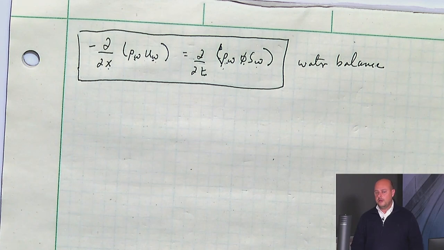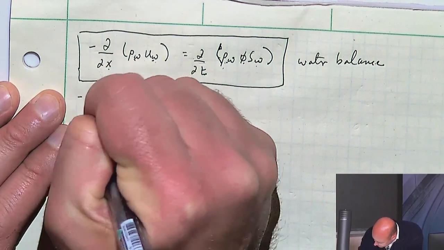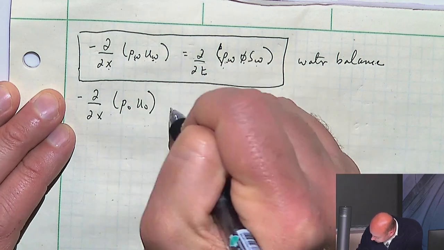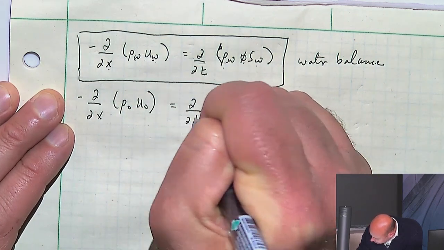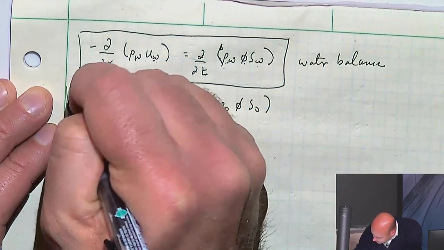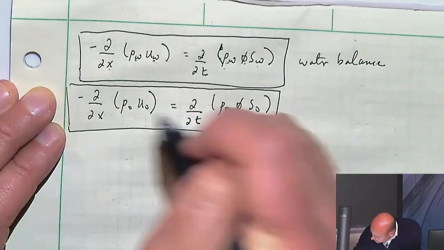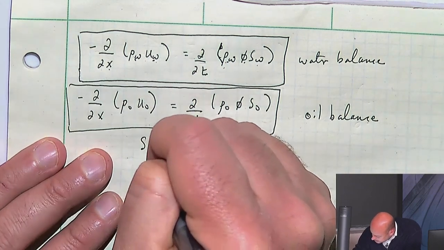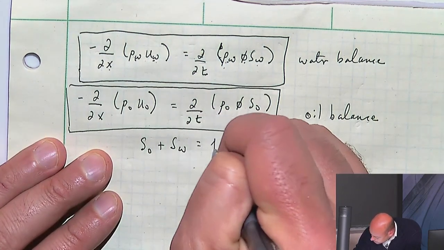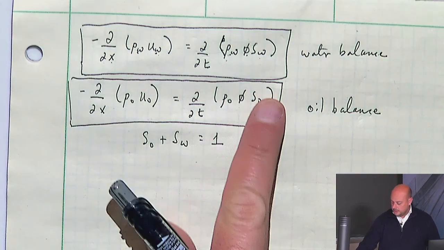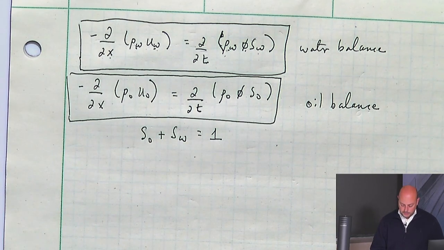You could go through exactly the same exercise for an oil balance. And if I did that, it would look almost identical, except I'm going to use subscripts O for oil. So this is my oil balance. And by the way, we know that SO plus SW is 1. There's no gas saturation. So if I wanted to, I could have substituted SO and written 1 minus SW.